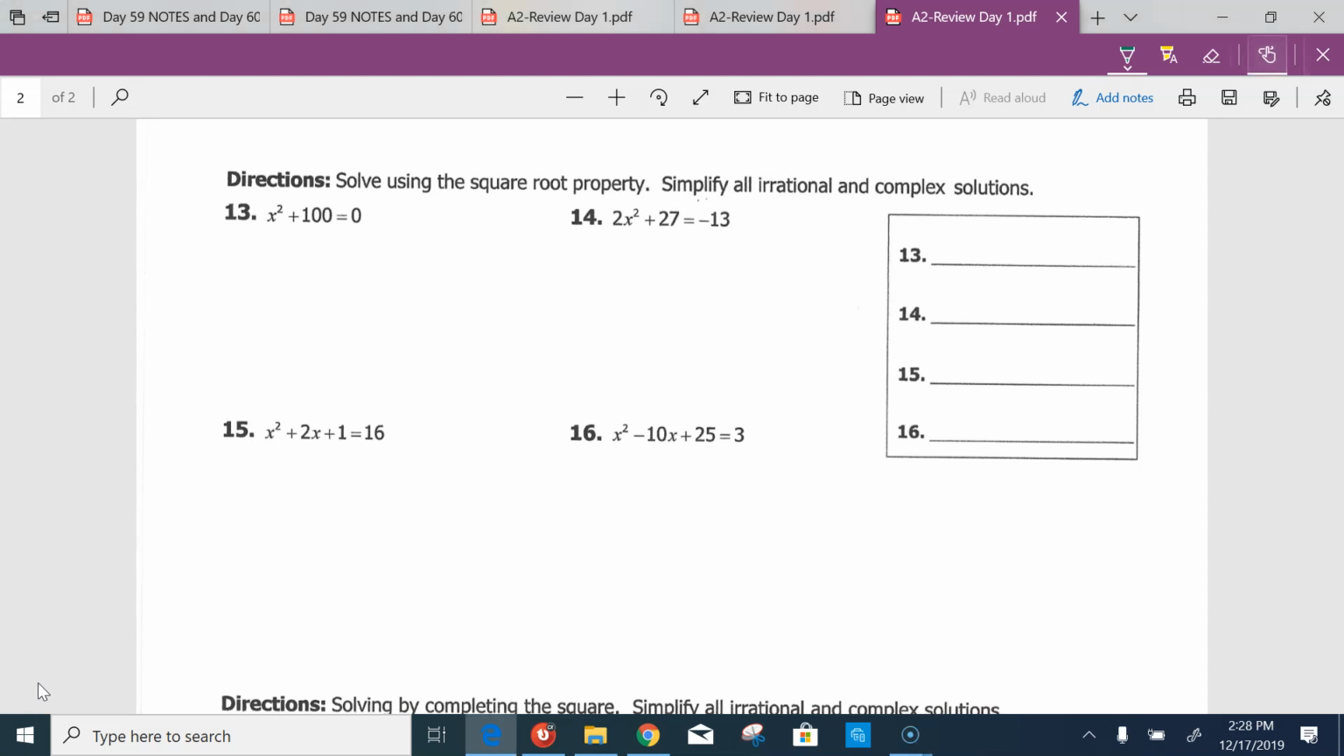I looked at this and I couldn't remember what they meant by the square root property. What they really mean is just get x squared by itself and then solve. So here's what I mean.